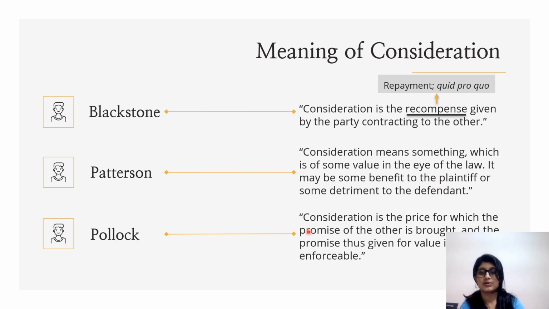Then we have Pollock, who says consideration is the price for which the promise of the other is bought, and the promise thus given for value is enforceable. So again, the same thing. He's saying that consideration is the price for which the promise is bought. Now, I'm making you a proposal, you are agreeing to the proposal, but you're going to give me something in return for that, right? I'm going to ask for something in return for that. So the consideration is the price being paid for the object of the act. And once the consideration is fixed, then the promise becomes enforceable, and that's how it becomes an agreement. And once this agreement is enforceable in the eyes of the law, it becomes a contract.